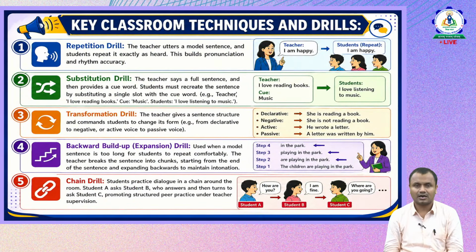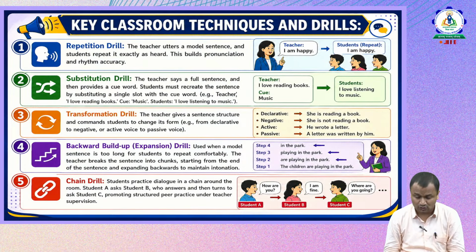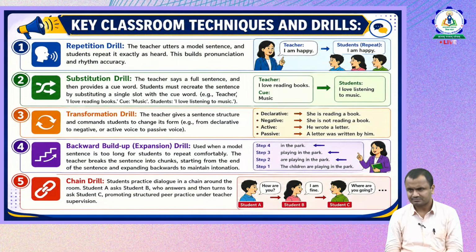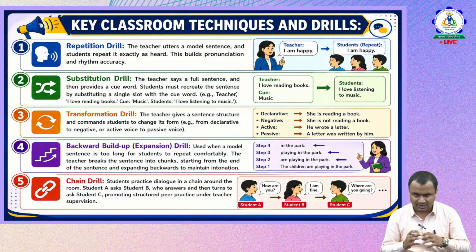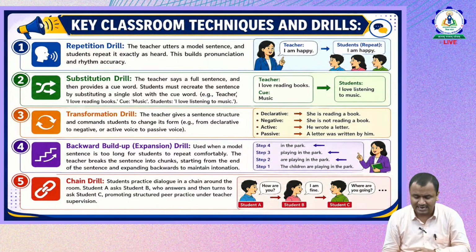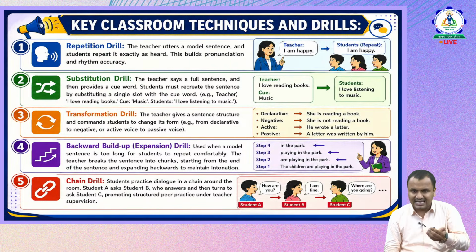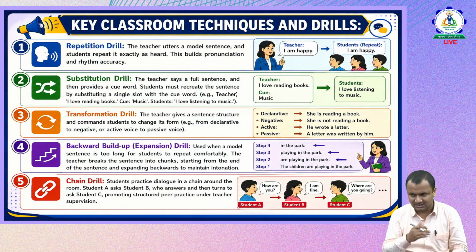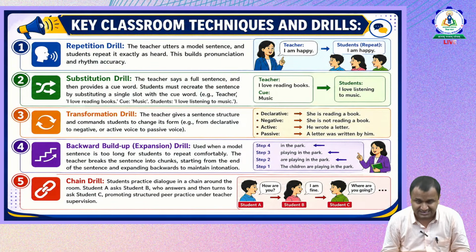Now, there are different types of drills that we need to be aware of. First is repetition drill, then substitution drill, transformation drill, backward build-up or expansion drill, and chain drill. There are a total of, I think, 10 or 12 types of drills. We will try to get a surface view of the types of drills that are important for CTET. Not all types, but some of them.